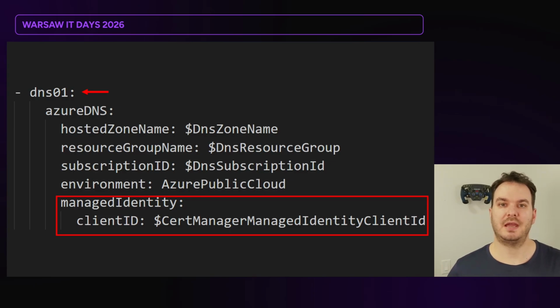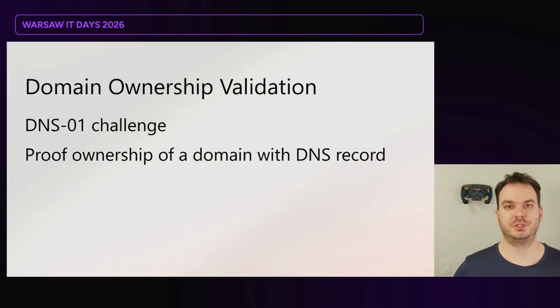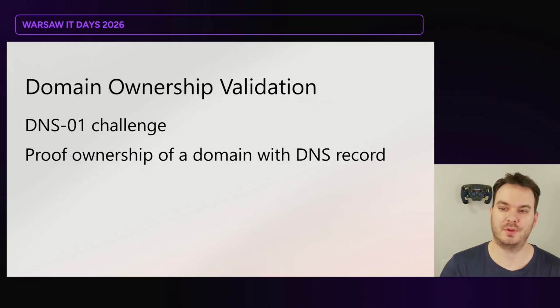This means we don't have to have any secrets or passwords, and therefore we have a secure connection from our cert-manager to our DNS zone. All of this is using Entra Workload ID. That's basically the managed identities just for Kubernetes. With this implementation, we can prove the ownership of the domain with a DNS record.